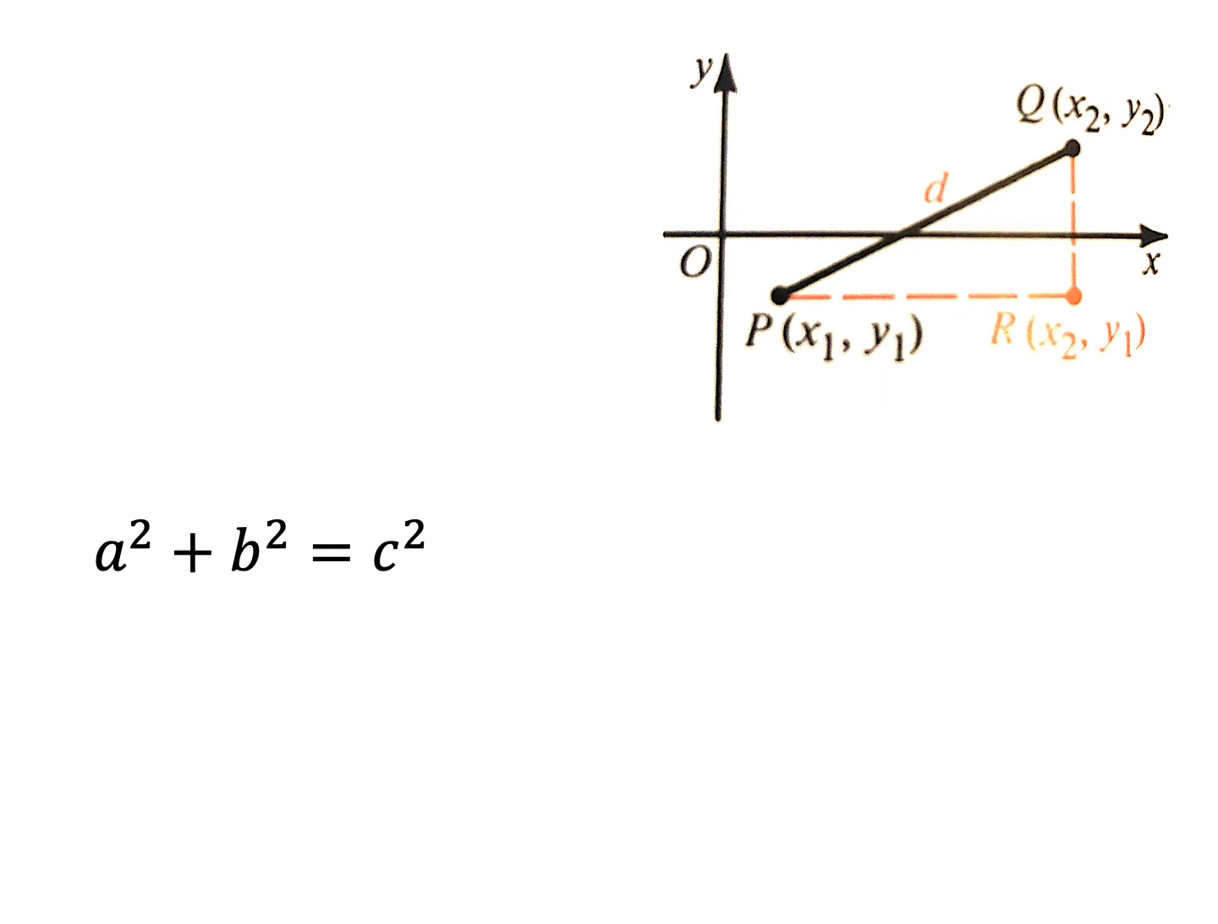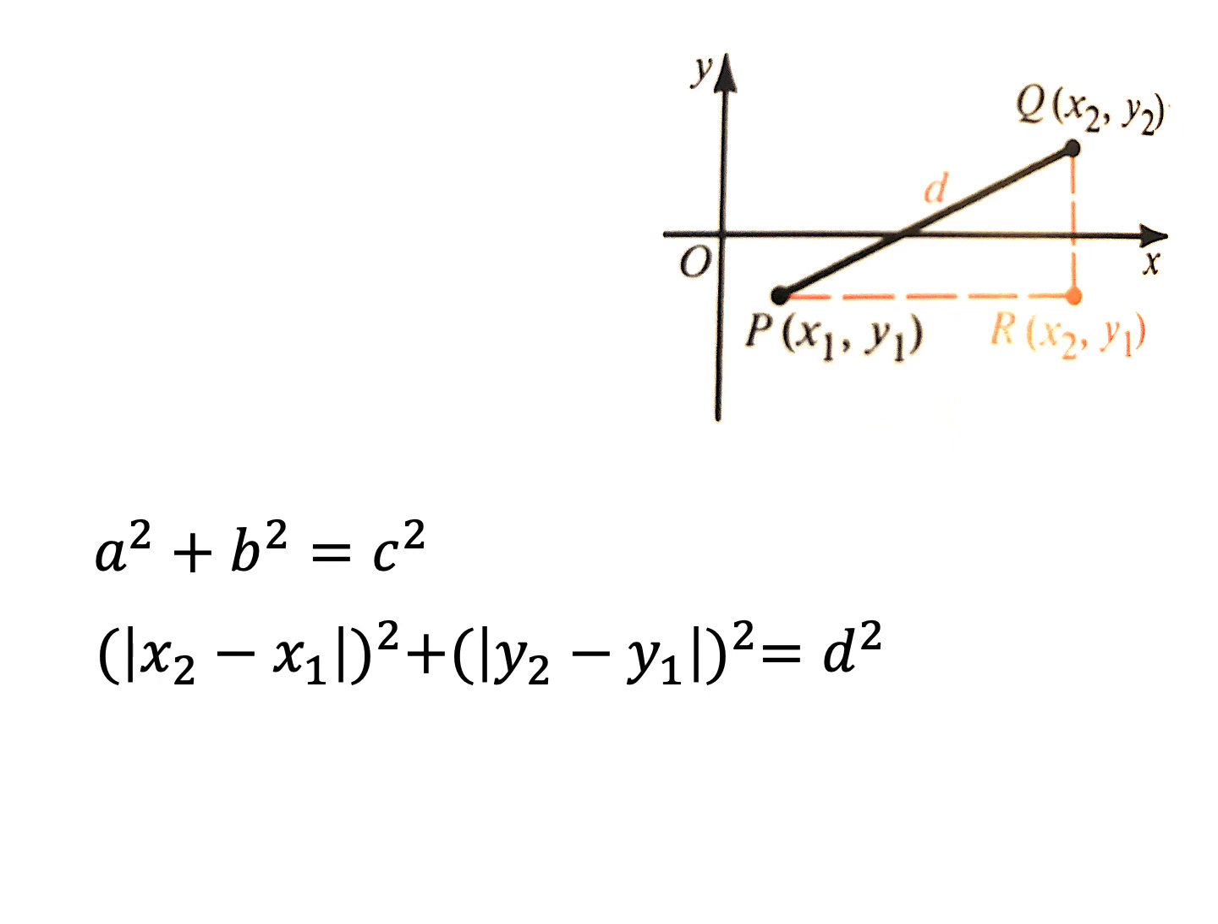x2 minus x1, then take the absolute value. And if we want to find the vertical distance, we look at the y values and subtract them. That would be y2 minus y1, take the absolute value, and that is what we're going to throw into the Pythagorean theorem. Now notice it looks very messy, okay?